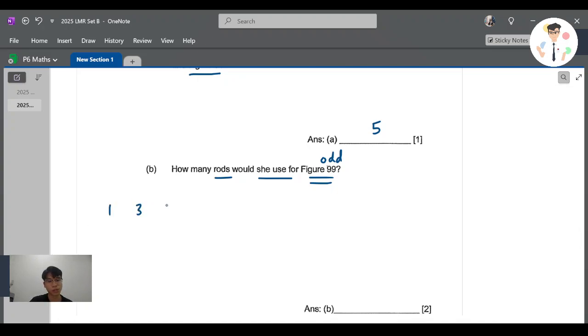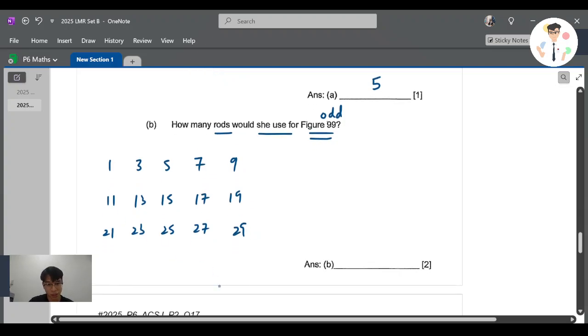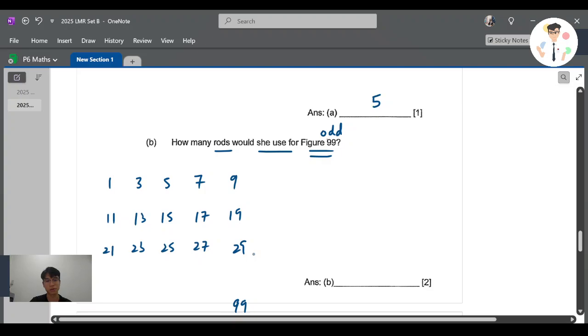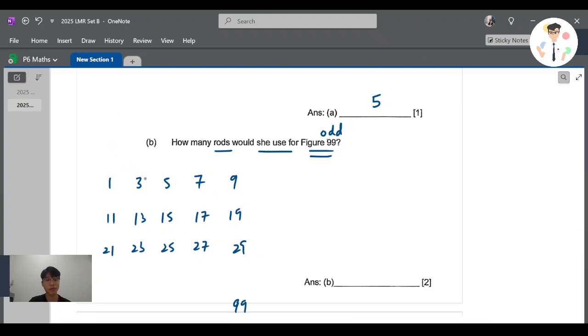1, 3, 5, 7, 9. Then 11, 13, 15, 17, 19. Then you'll be like 21, 23, 25, 27, 29, right? Then it will continue until 99. So how many plus 5 do I need to have?